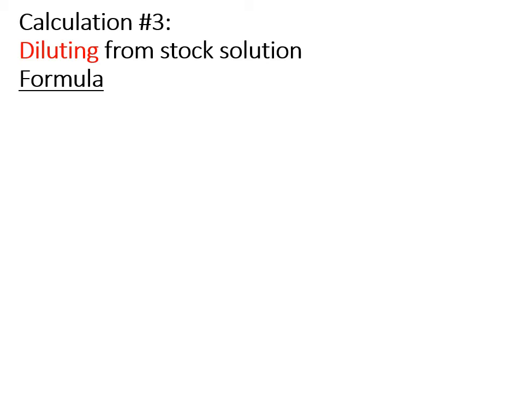Okay, so we're going to use a particular formula to solve this kind of problem. Whenever you're diluting, you want to use the formula CI VI is equal to CF VF. Okay, now I know when you first see that, you're like, okay, that means nothing to me. So as always, I like to write out what they actually mean.